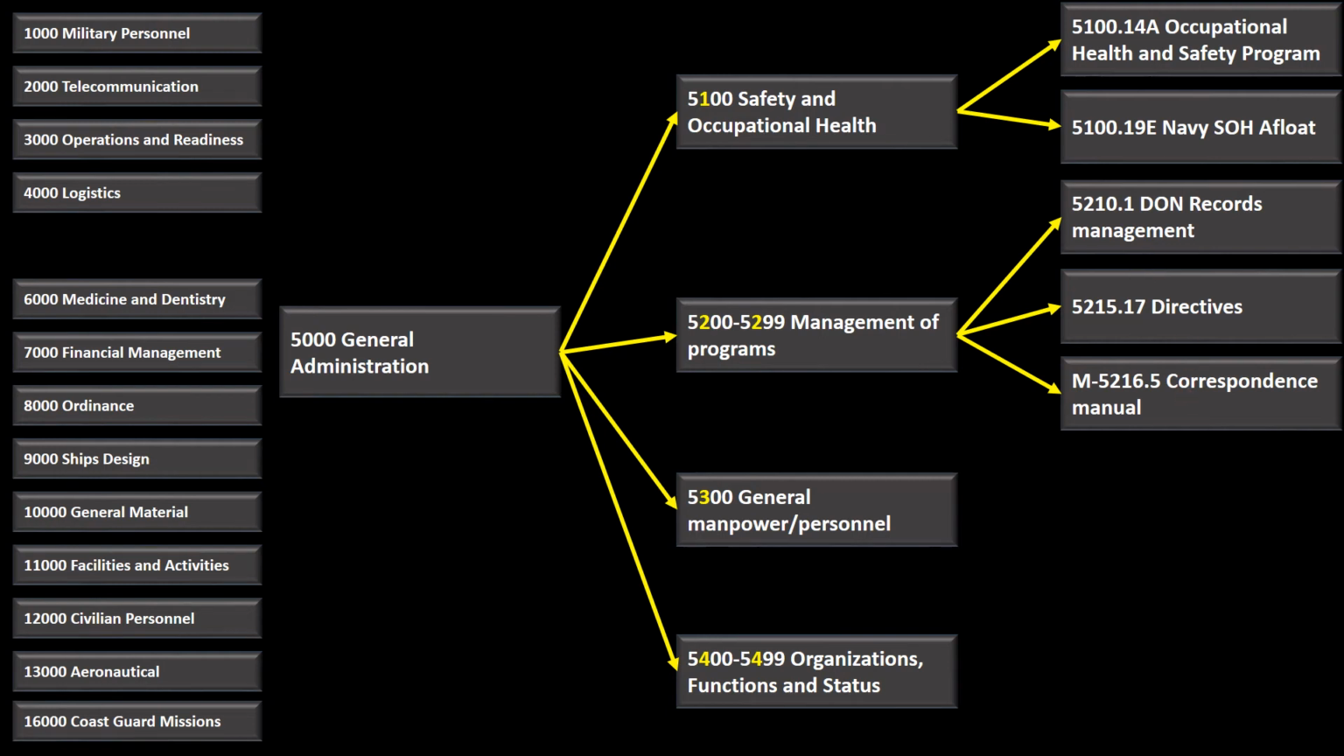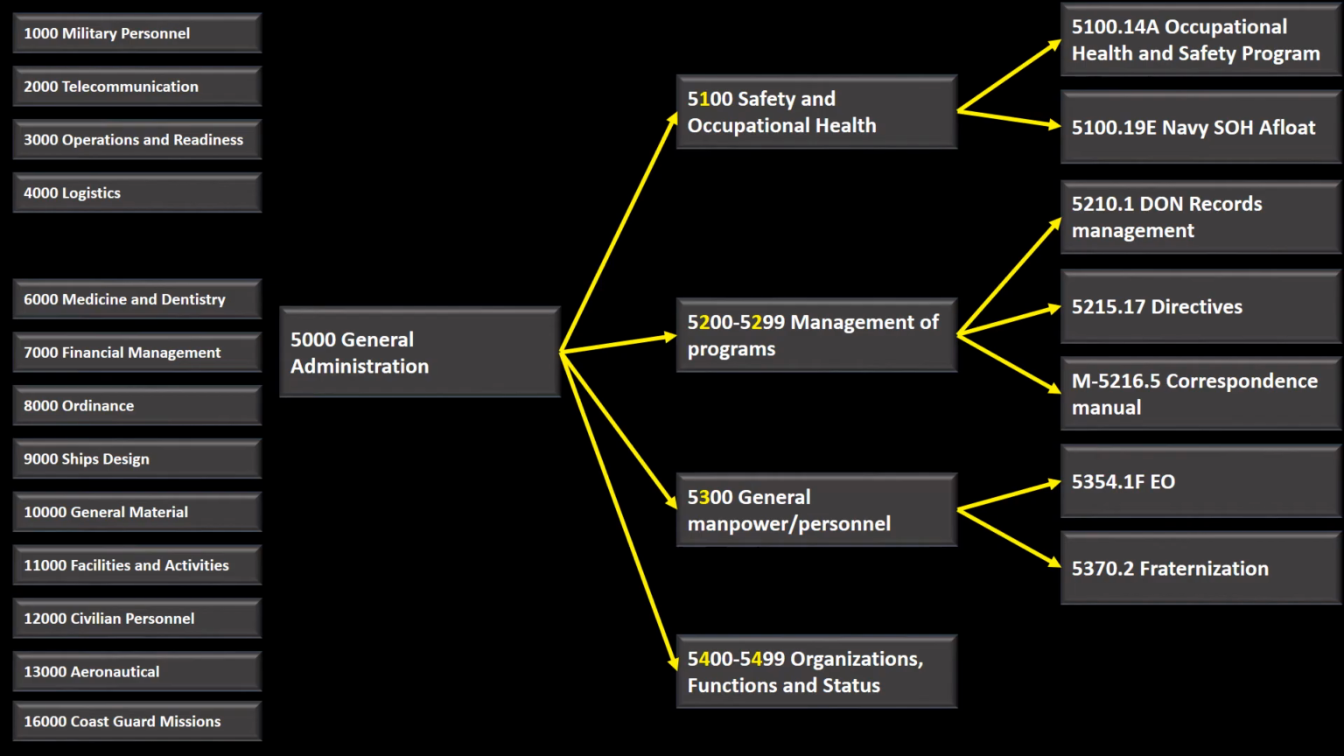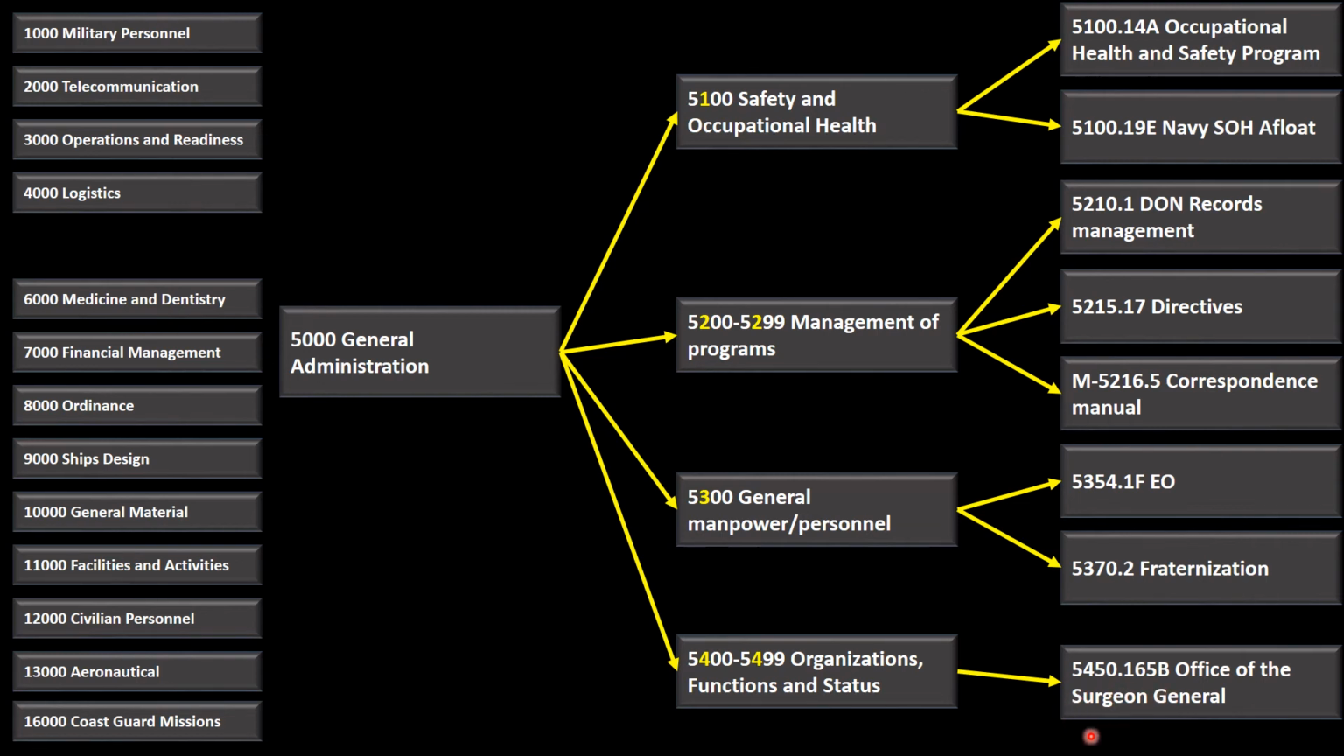Next, we're going to talk about general manpower and personnel. Well, we've got the equal opportunity instruction, the 5354.1 Foxtrot, and then we've got our fraternization, 5370.2. Right, 53 general manpower and personnel. We're going to talk about EO and fraternization when it comes to general manpower and personnel. And then 54, organization, function, and status. Well, we've got the 5450.165 Bravo, Office of the Surgeon General. And what's this instruction about? It's about how BUMED is set up, right? The hierarchy of BUMED. So that's why it's a 5400. It's about organizations, functions, and status under general administration.